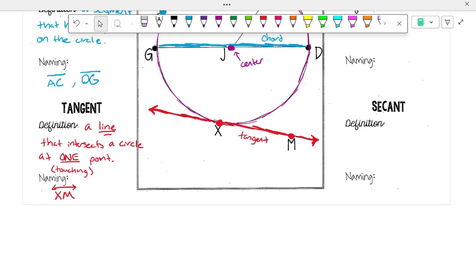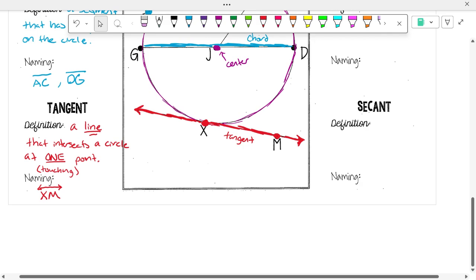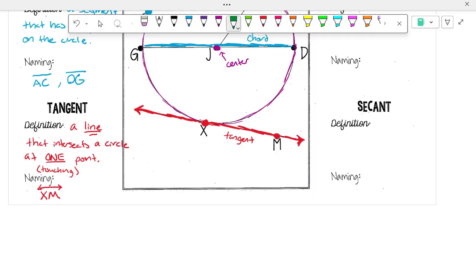Now, I'm going to scoot over to secant so that if you didn't finish getting the definition of tangent, it's still there for you. So a secant, it's also a line. So just like a tangent line, it's also a line. But the difference between a tangent line and a secant line is that it intersects a circle at 2 points. So instead of just touching the circle, it actually goes through the circle.